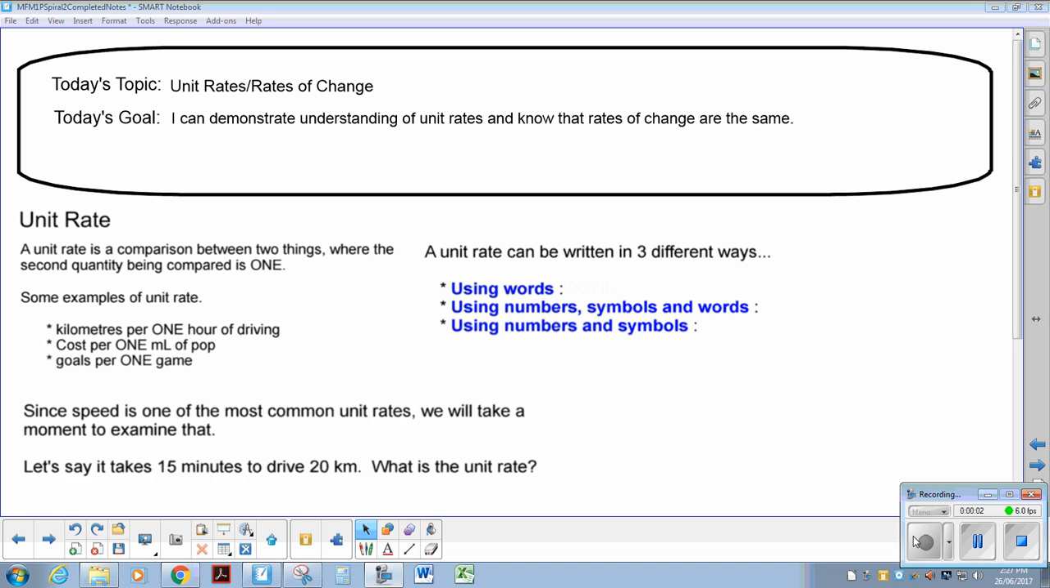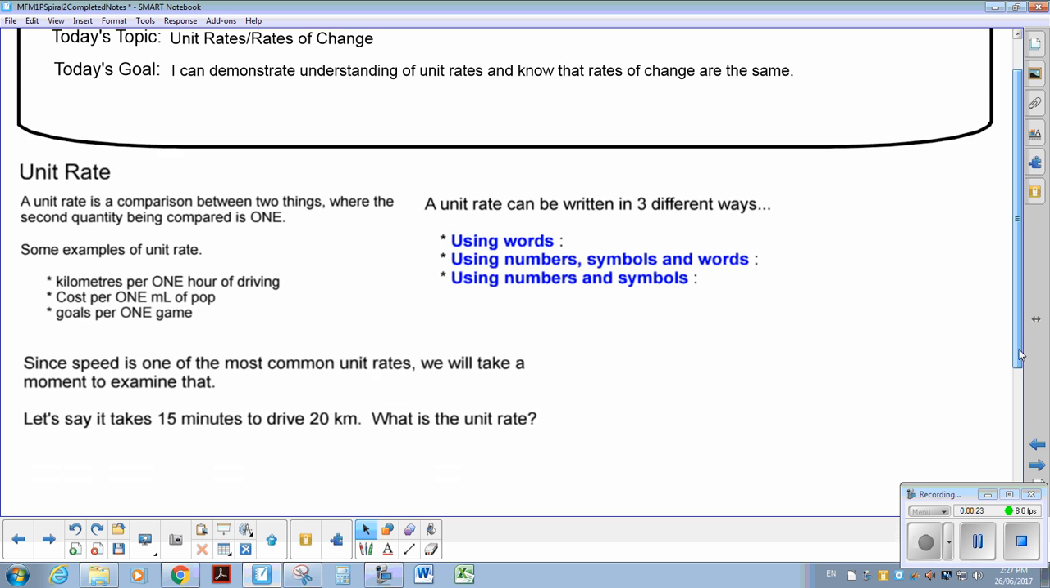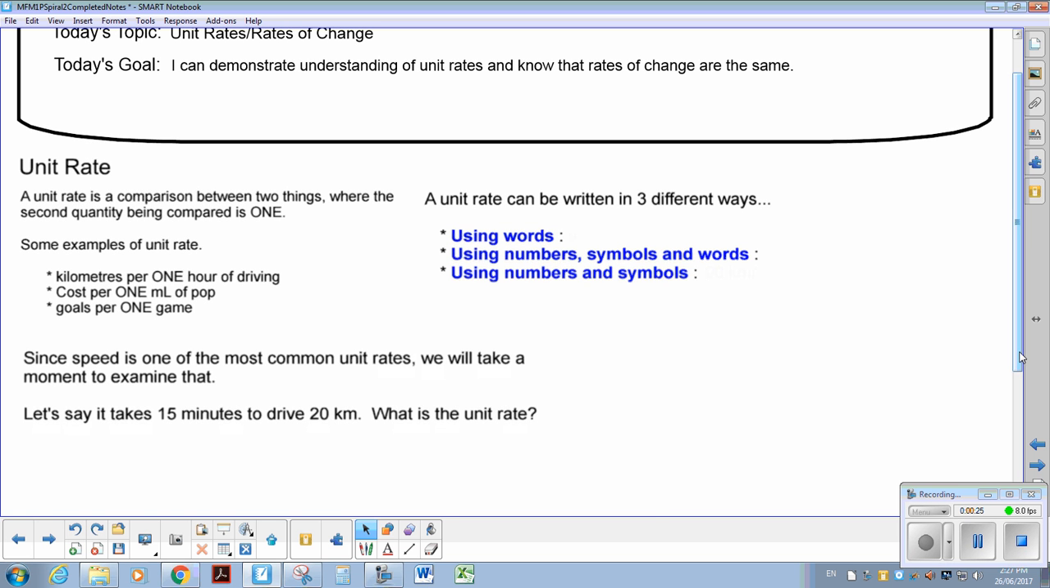Hello, welcome to lesson 8 in Spiral 2, and today we're looking at unit rates and rates of change. I want you to be able to demonstrate an understanding of what unit rate is and that rates of change are the same, okay? There's multiple ways to write rates of change or unit rate, and they mean essentially the same thing.